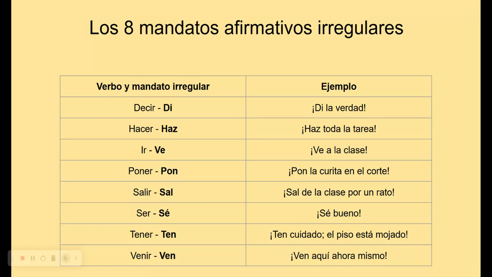For ser, to be, we have sé bueno, be good. For tener, to have, we have ten cuidado, el piso está mojado, be careful, the floor is wet. And for venir, to come, we have ven. So ven aquí ahora mismo is our example. We'll be practicing with these a bit, and we'll also be working with how to use object pronouns with them. There are specific rules, you'll get some practice with that, like I said.